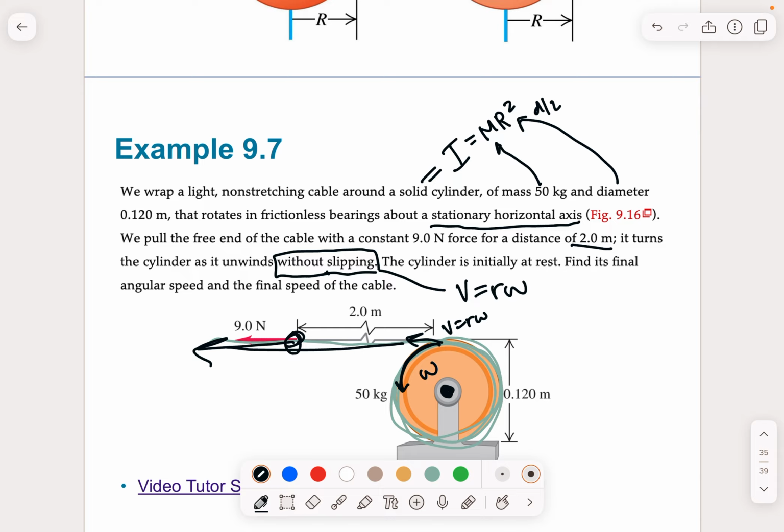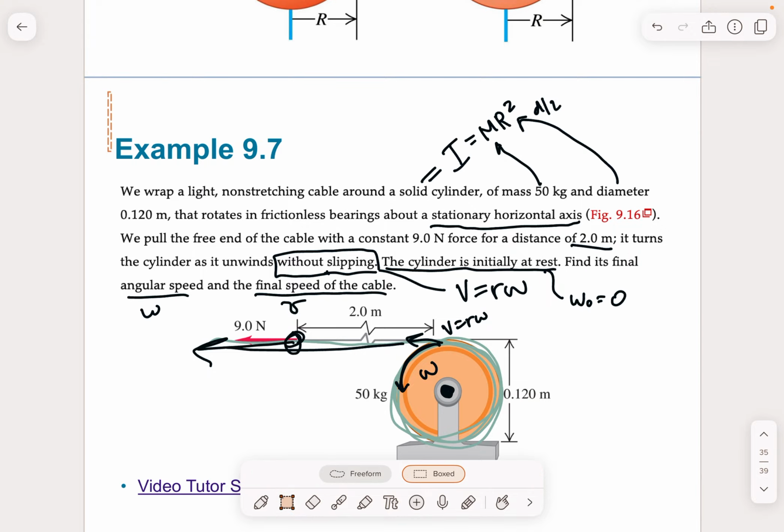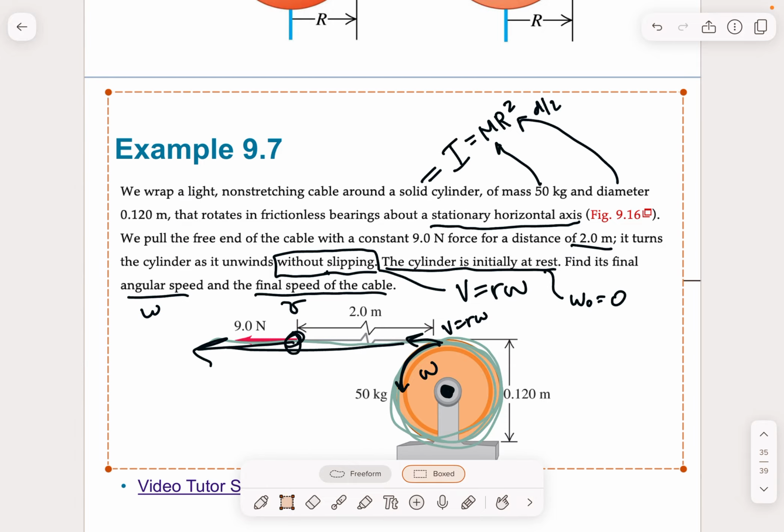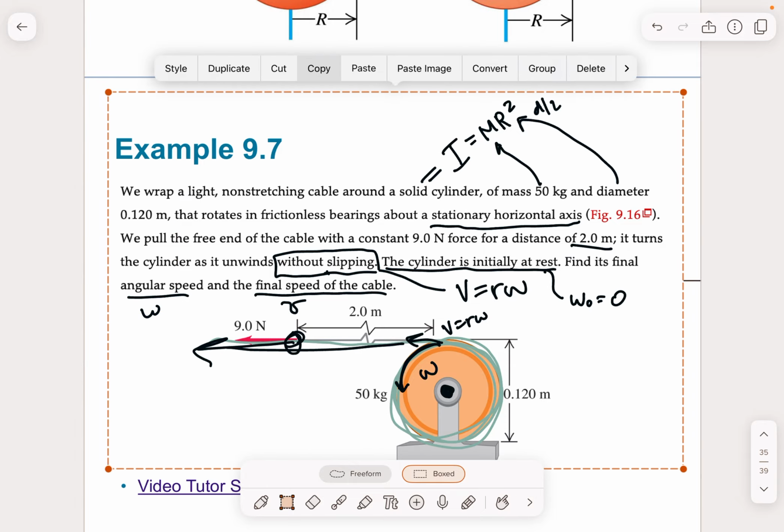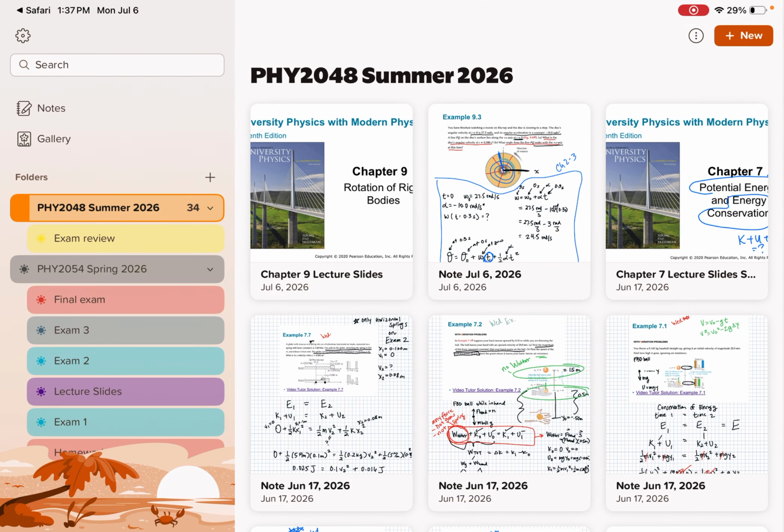So what do we need to know? Oh yeah, so then we're told some initial conditions. The cylinder is at rest initially. Okay, so what does that mean? Omega naught is 0. And then what we're looking for is its final angular speed, omega, and the final speed of the cable, V. So we're looking for omega and V. So let's chip away at this problem.